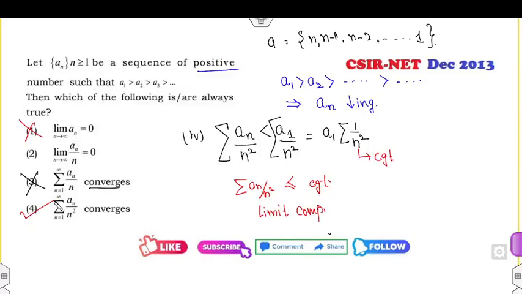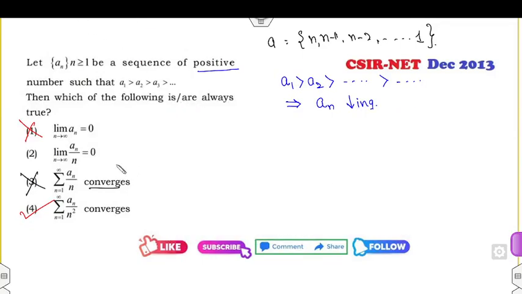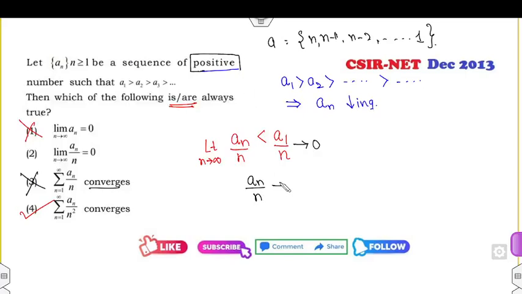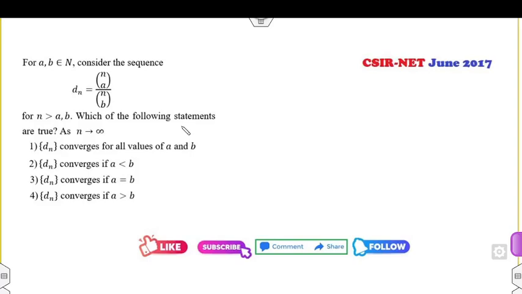this is convergent. Look at this second option. If it is from part B, then definitely this will cancel. But it is part C. Again, an is less than a1. If you divide it by n and take the limit as n approaches infinity, this value will go to 0, and these are positive numbers. So definitely an over n will go to 0. So yes, B and D are the correct answer of this problem.